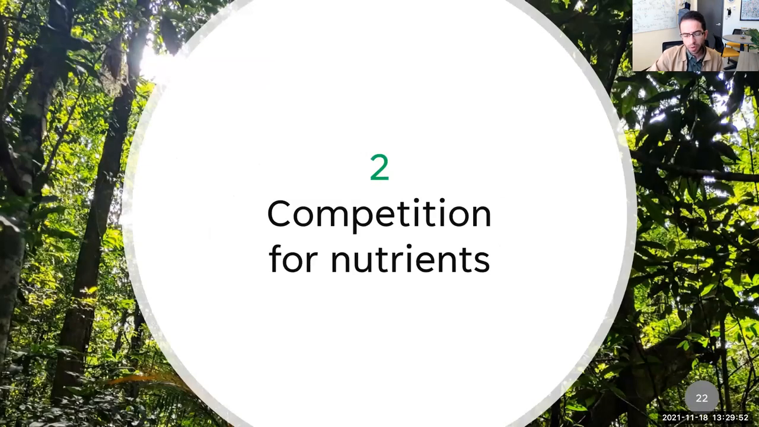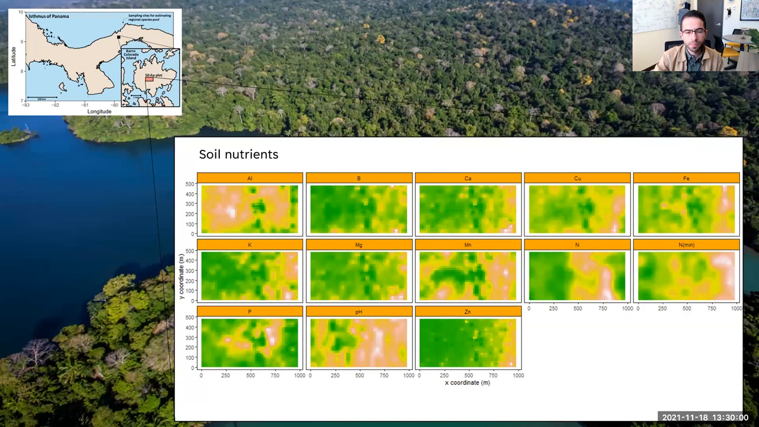So part two. In part one, I talked about competition for light, right? Now let's talk about competition for nutrients, which Jeff just mentioned. One advantage of Barro Colorado Island, and the reason that I keep talking about it, is because we know a lot about that spot. This 50-hectare plot that I mentioned previously has been censused and extensively studied since the early 80s. One of the advantages of that is that, for example, we know about the soil chemistry in that plot. And this is what it looks like in terms of specific nutrients like boron, calcium, copper, iron, potassium, et cetera.